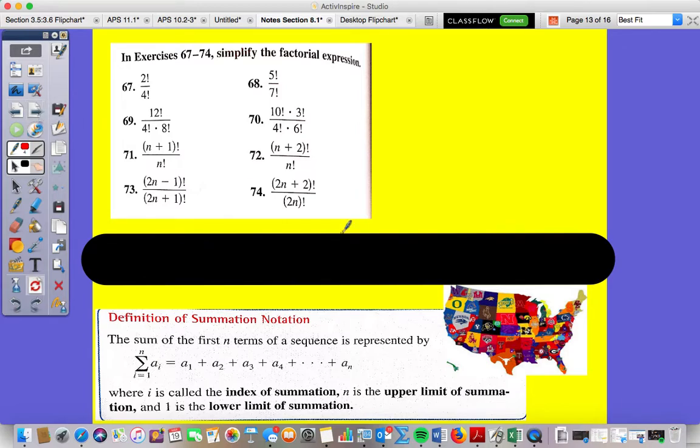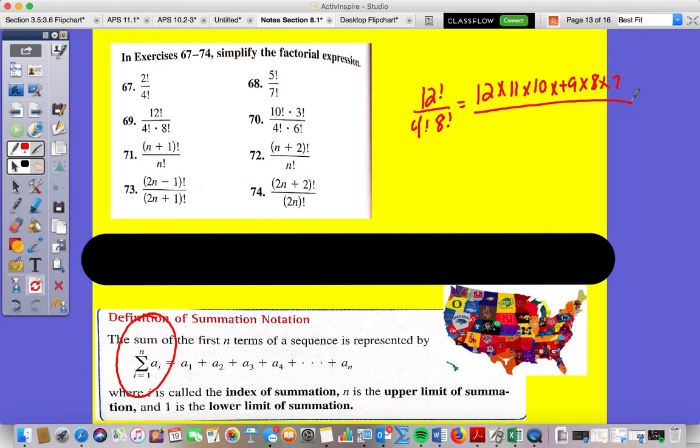Okay? All right, the last thing that I wanted to look at real quick, and we'll look at the summation stuff later on. If you remind me on Friday, we'll look at that as well. Look at 69, where we have 12 factorial over 4 factorial times 8 factorial. This is not bad. 12 factorial would mean 12 times 11 times 10 times 9 times 8 times 7. We could keep going, right? Dot, dot, dot. Over here, 4 would be 4 times 3 times 2 times 1. 8 would be 8 times 7 times 6 times 5, dot, dot, dot, right?